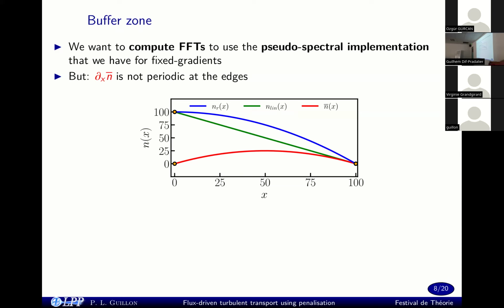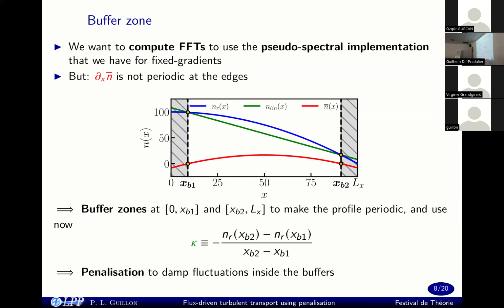So to do that, we decompose the total radial domain into a physical domain here in the center, at the edges of which we will decompose the profile at x1 and x2. And then at the very edges of the domain, we have two buffer zones here, in which we will modify the zonal profile so that all its derivatives become periodic and we can compute all the Fourier transforms that we want. And because this modification is artificial, we need to damp the fluctuation inside the buffer zone, and this is achieved by the penalization method.